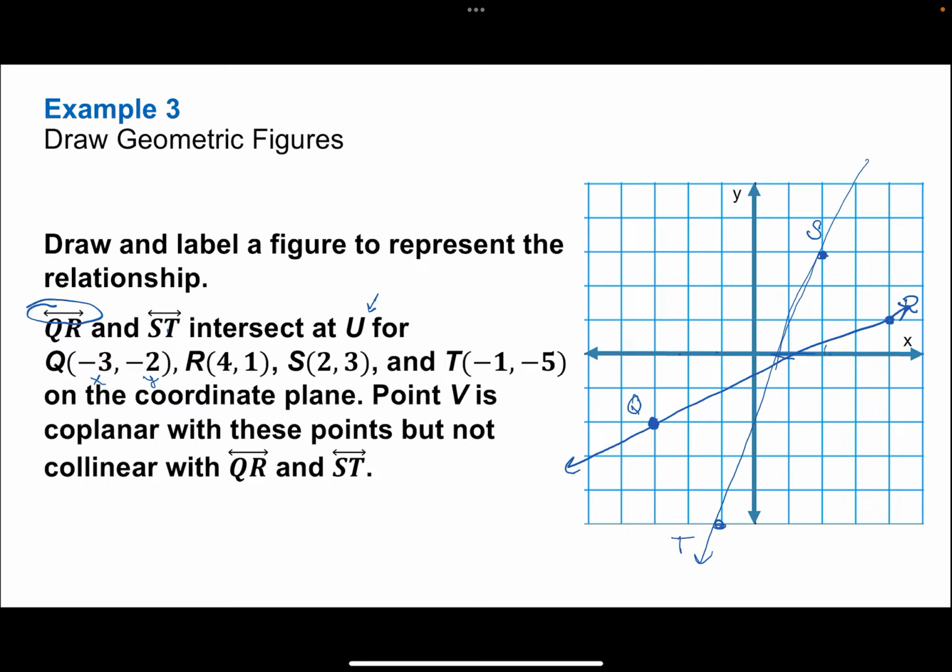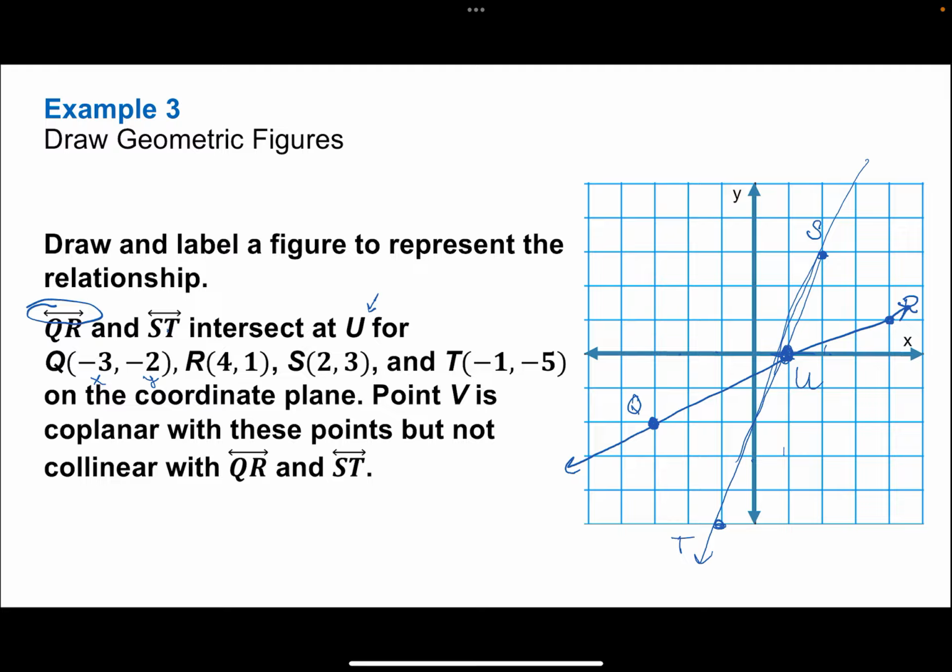And if we do a nice job, maybe use a ruler, we're probably going to get a point U that's about here. We could check. It looks like we're going down 3 and over 1, down 3 over 1, maybe not, but that's going to be our U. Not perfect. Don't have a ruler.